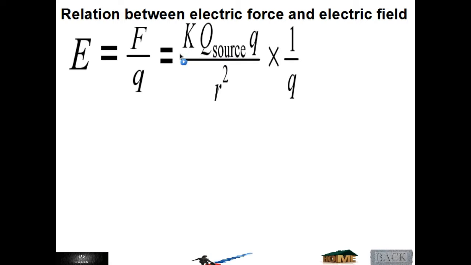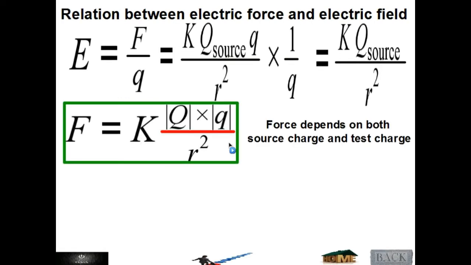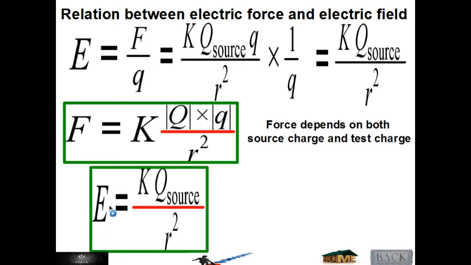Substituting for the electric force, kQ source times Q over R squared, times 1 over Q, we get kQ source over R squared. So force equals kQ source Q over R squared. The electric force depends on both the source charge and the test charge, while the electric field depends only on the source charge.